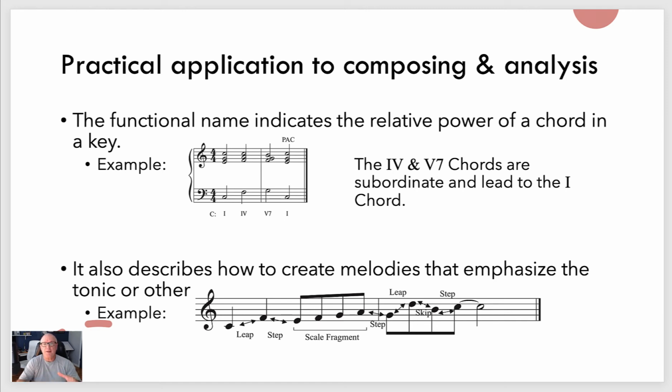The functional name indicates the relative power of a chord in a key. So I'm going to play this little example for you. So for instance, if I have the 1 chord built off the first scale degree, then the 4 chord, then the 5/7 chord, the 1 is very powerful. It's home base. The 4 and the 5/7 chords are subordinate and lead eventually to the 1 chord, the tonic chord. So the chord is named after the scale degrees.